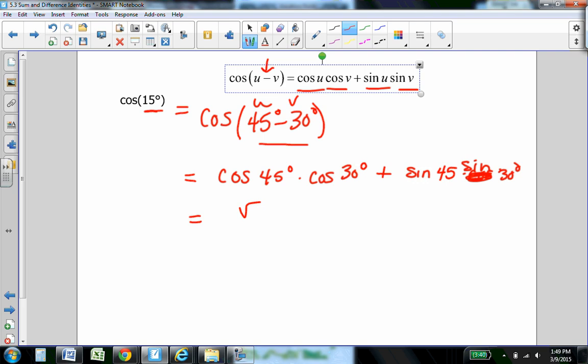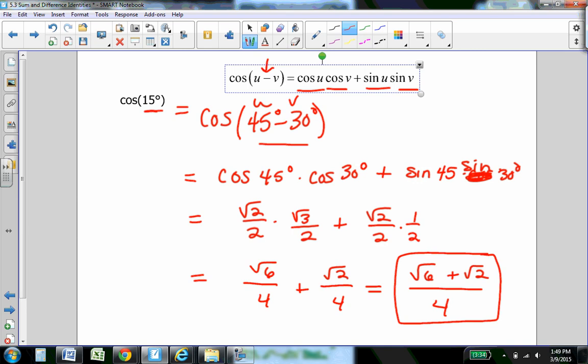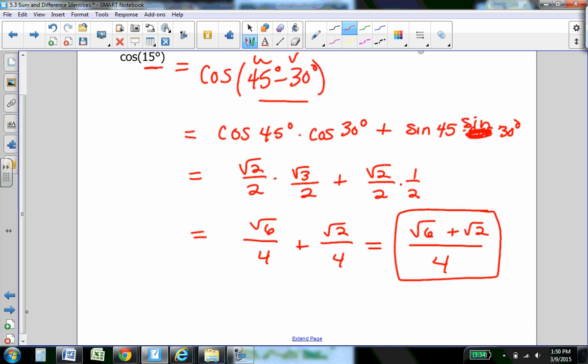The cosine of 45, root 2 over 2, cosine of 30, root 3 over 2, sine of 45, root 2 over 2, and the sine of 30 is just a half. This is looking very familiar. Square root of 6 over 4, plus square root of 2 over 4. So it is square root of 6 plus square root of 2 all over 4. And we can leave it like that. If you wanted a decimal, you can add it out and divide.